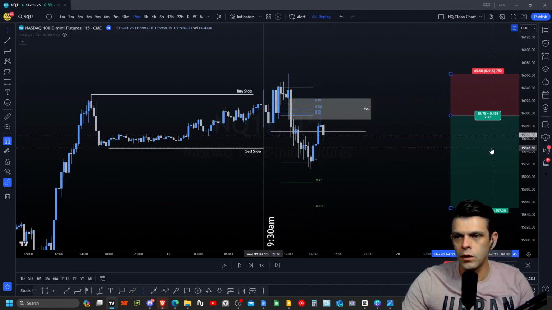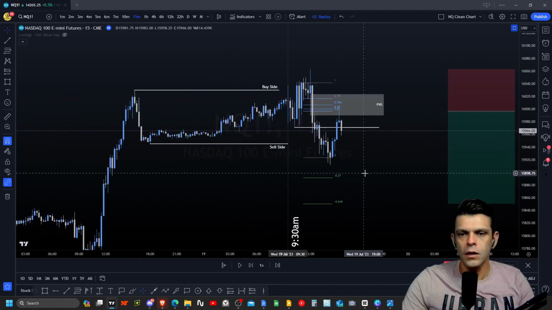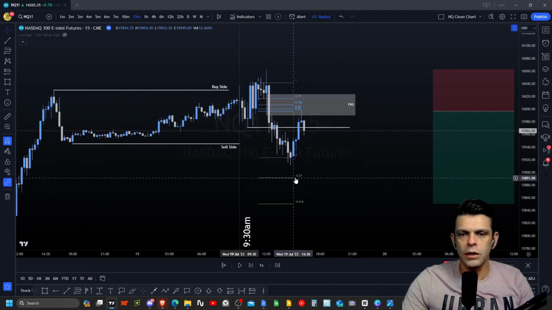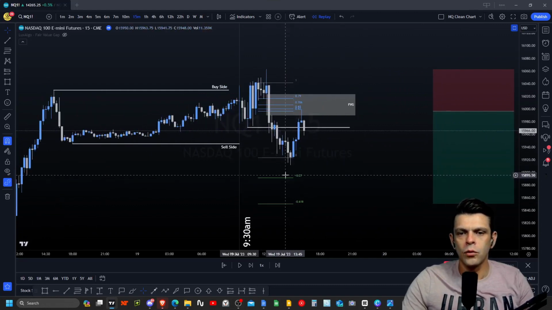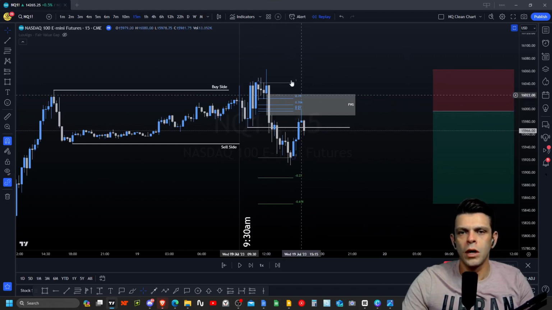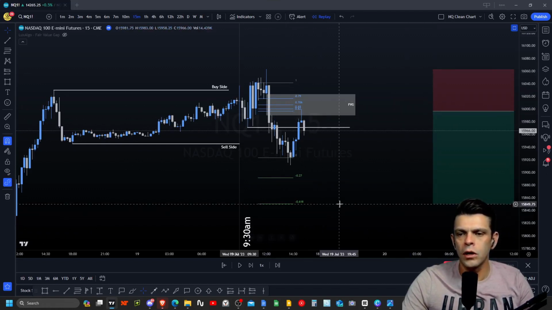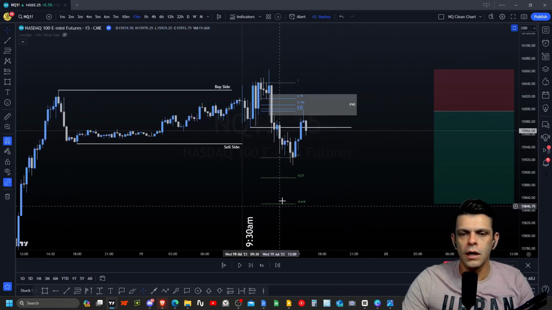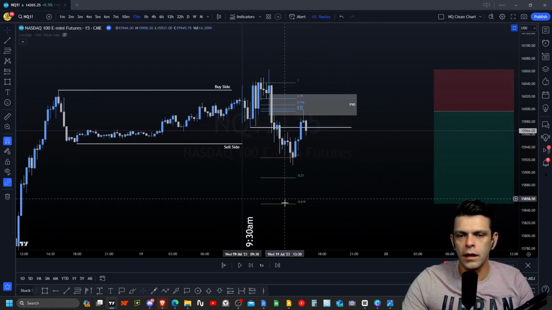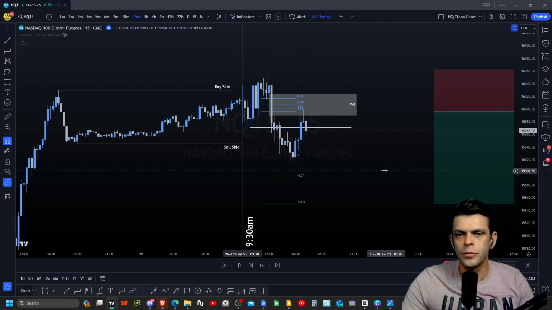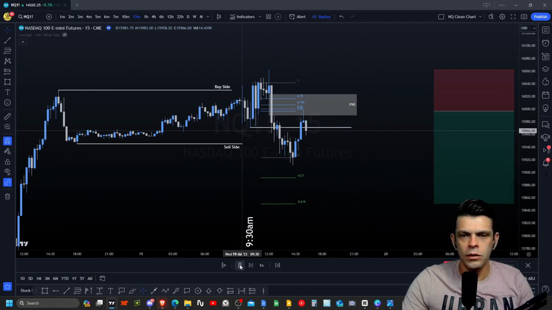Move this to the side a little bit. So at the 27% extension level, I will take off half of my position and bring my stop loss to my entry just to secure those gains. And then I will close out the entire position at this extension level, which is the negative 0.62. So let's see how this plays out.